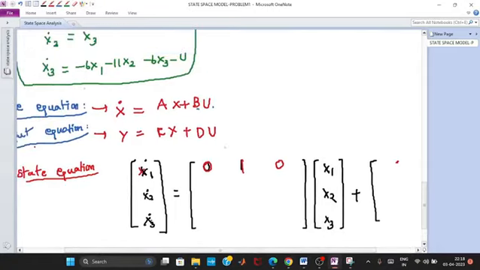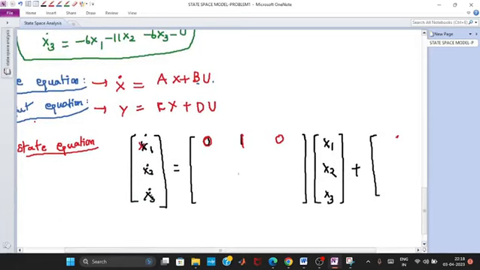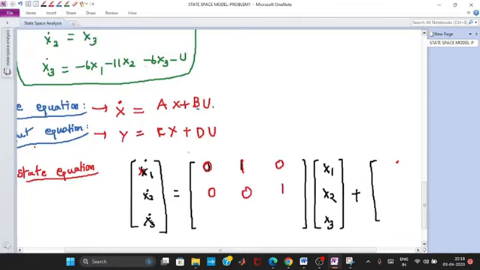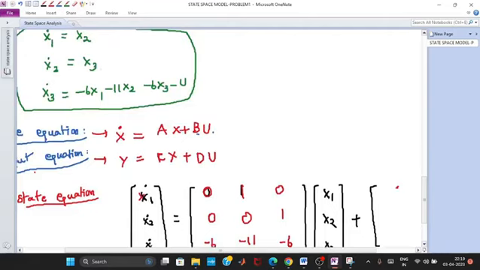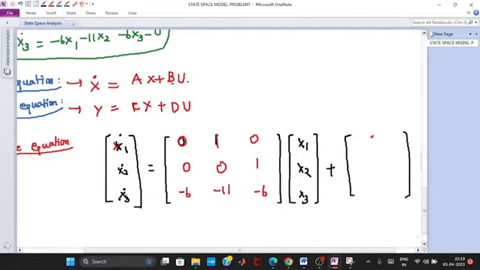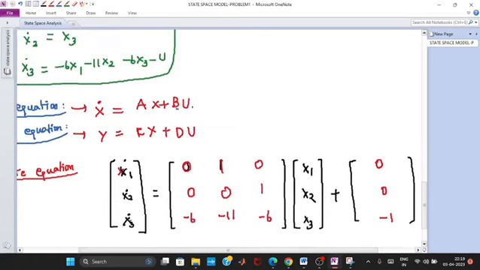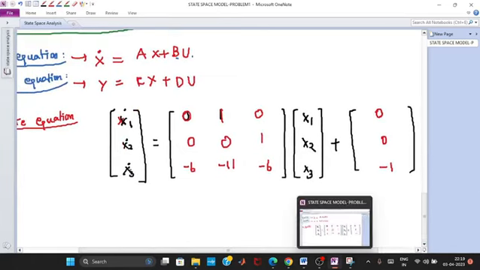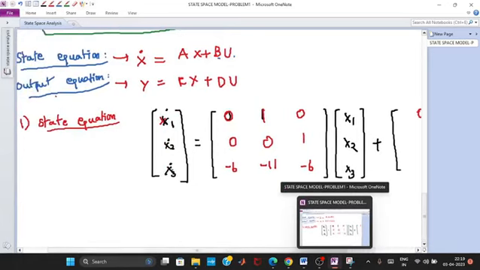Now, what is x2 dash? x2 dash equal to x3. That means 0x1, 0x2, 1x3. What about x3 dash? That is minus 6x1, minus 11x2, minus 6x3, right? And in x1 dash and x2 dash, no variable u is involved. So I can put the B matrix as 0 for x1 dash, 0 for x2 dash, but I am going to put minus 1 for x3 dash. Why? Because here we have minus u, right?